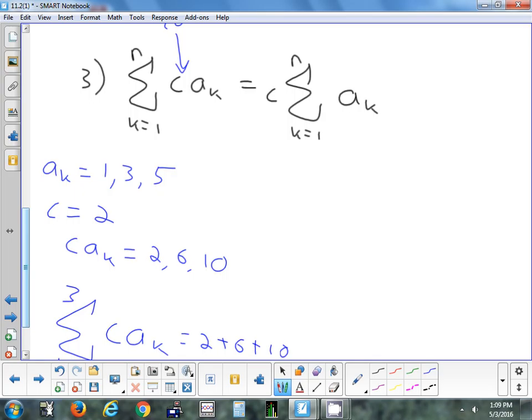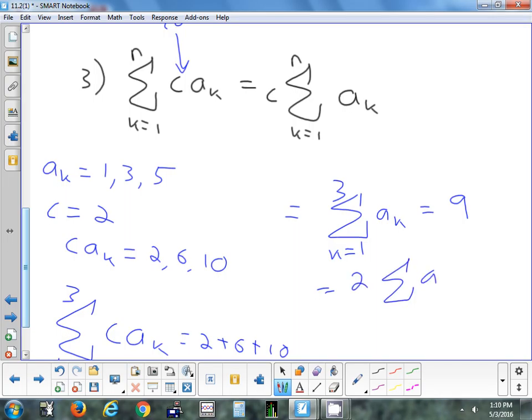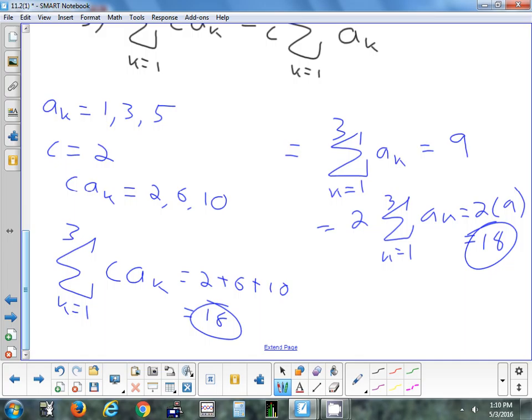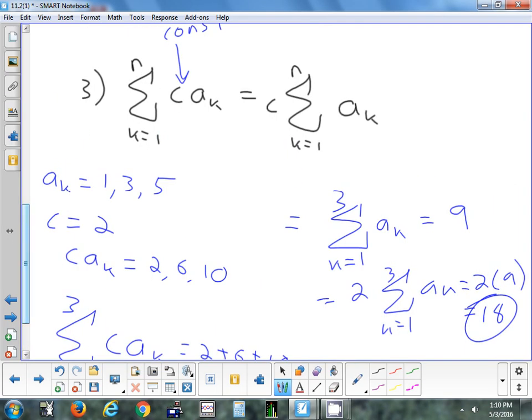Let's try it on the right. First, let's find the sum from k equals 1 to n, actually 1 to 3, of a sub k. What's the sum of the first 3 terms in sequence a sub k? 9. And now let's find 2 times that sum, k equals 1 to 3. That's going to be 2 times 9, which is how much? 18. Did we get the same thing? Yeah. Same thing either way. So when you have a constant multiplied by a sequence, you can move the constant in front of the summation.